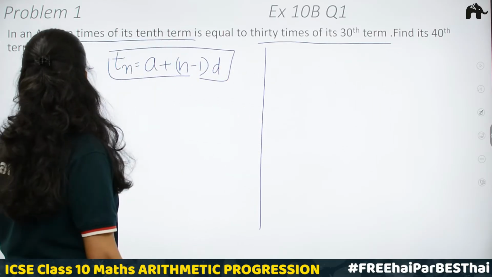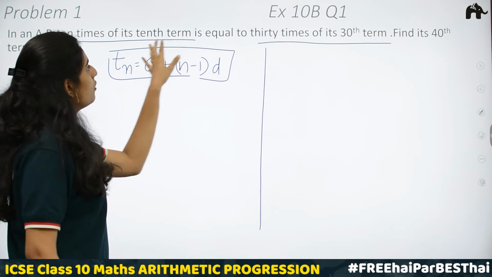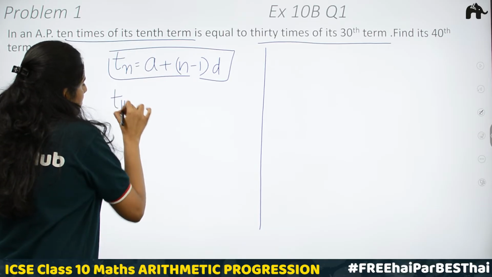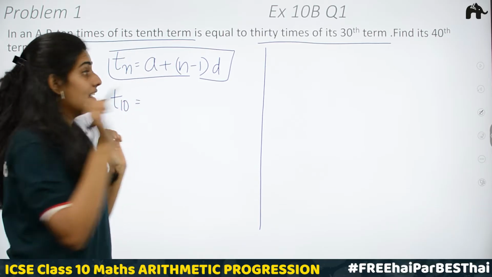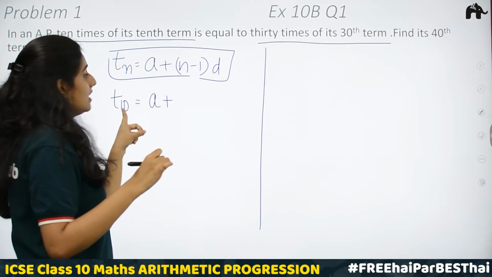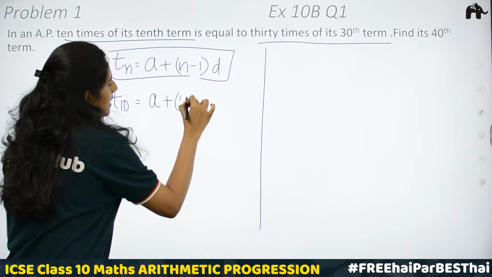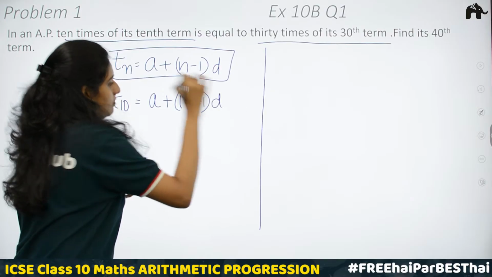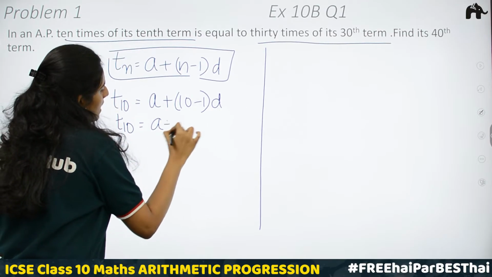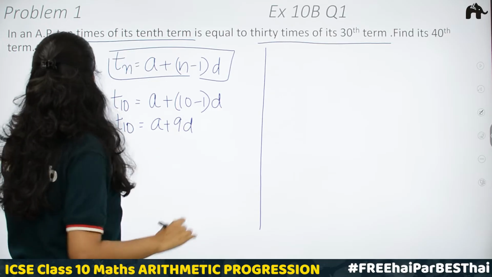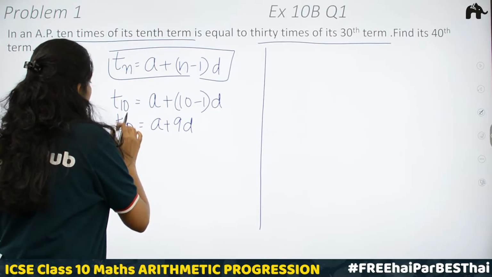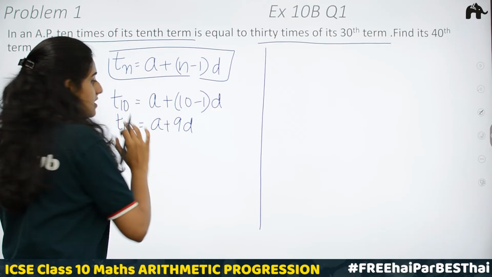What is it? In an AP, 10 times of its 10th term. How to write 10th term? T10. What is T10? A plus n minus 1. Here, n is equal to 10. 10 minus 1 into D, or T10 is equal to A plus 9D. Given 10 times of its 10th term. How can you get the 10 times of 10th term?